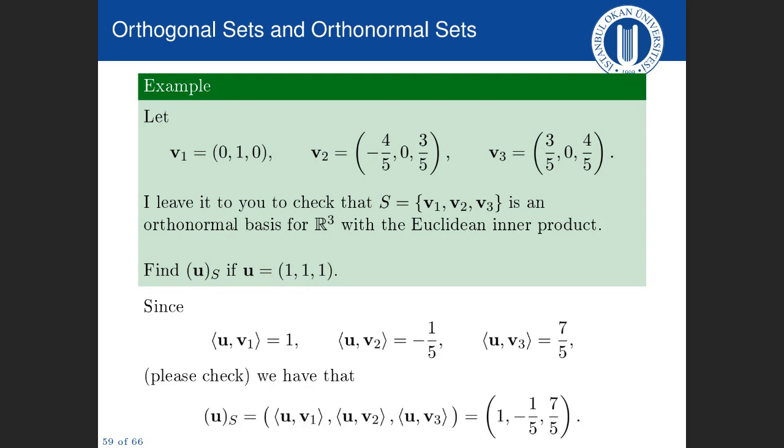Well, we need the inner products of U with each one of these basis vectors. Please check that the inner product of U with V1 is 1, the inner product of U with V2 is 1 minus a fifth, and the inner product of U with V3 is 7 over 5. As soon as we know these, we know the coordinates, because it's just these numbers: 1, minus 1 fifth, 7 fifths.